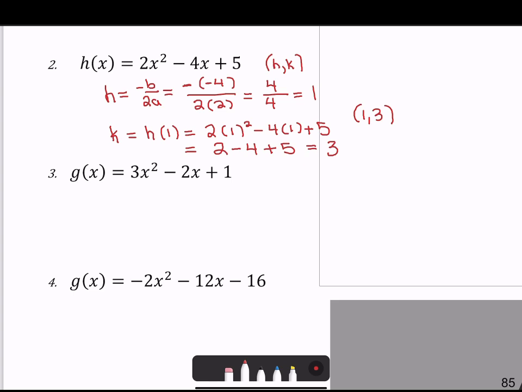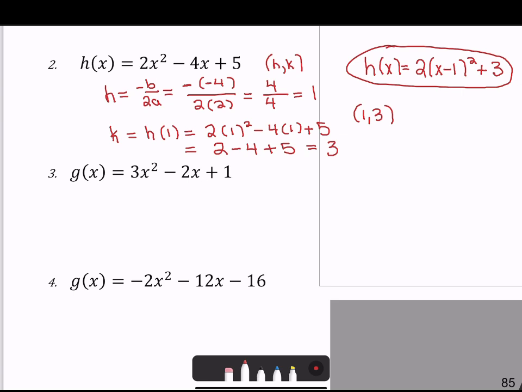This is your vertex. If I wanted to rewrite this in vertex form, it'll be 2. That's your A. And then you got to do X minus H. So X minus 1 squared. And then you put the K value at the end. So this is +3. Boom.